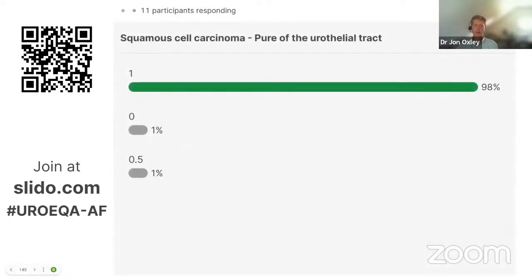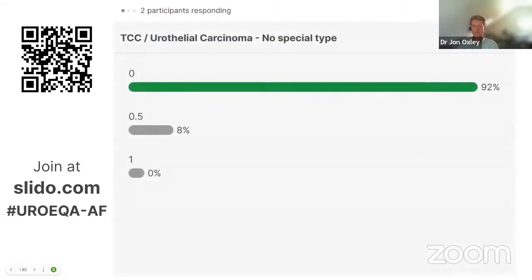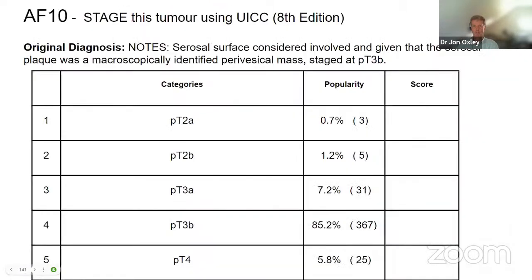Okay, so squamous cell carcinoma is 1. Urothelial with squamous, again, is 1. No special type is 0. Poorly differentiated is 0. And nested is 0.